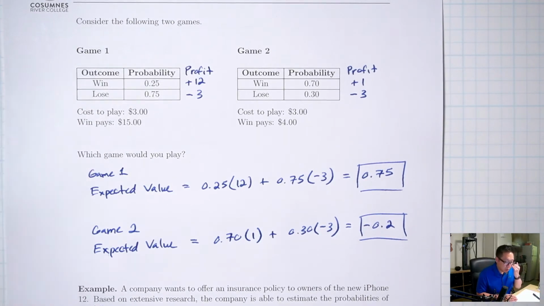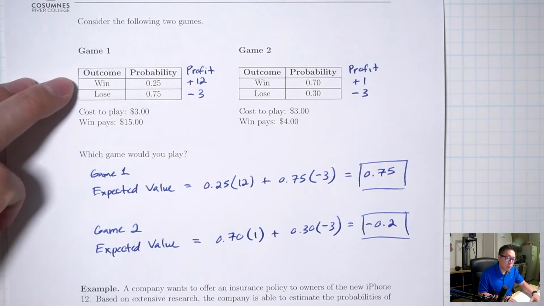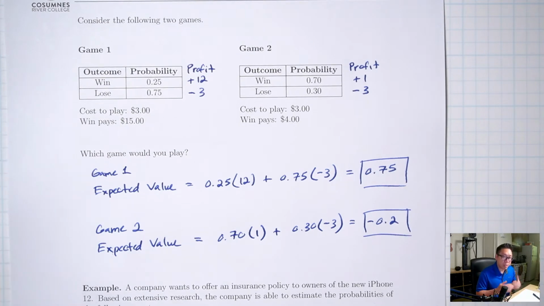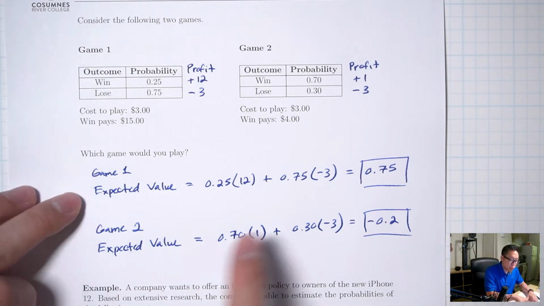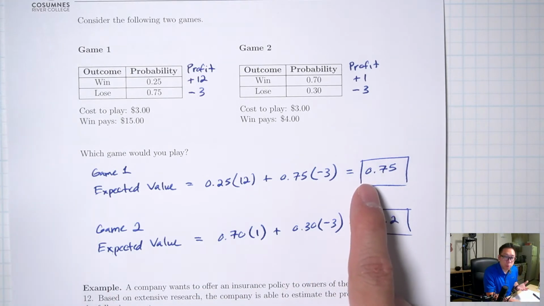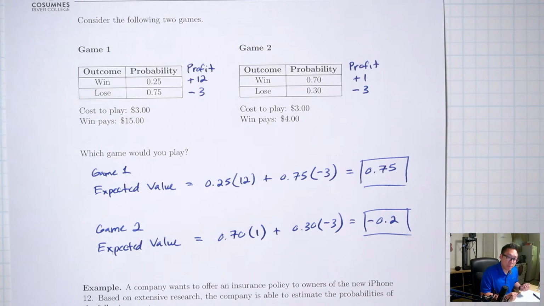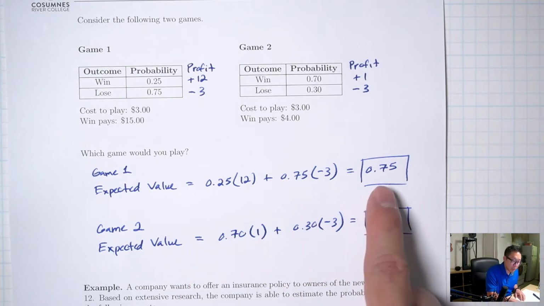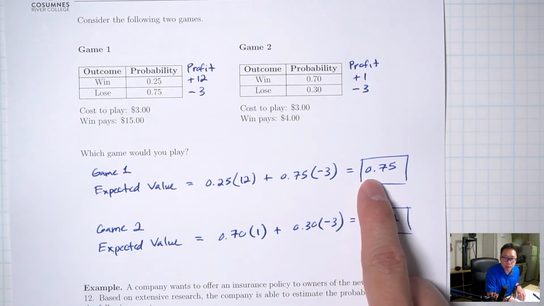So what expected value is telling you is if you play Game 1 many times, and when I say many times, I mean many, many thousands of times. Sometimes you win, sometimes you lose, but in the long run, it averages out to you winning roughly 0.75 each time you play. So each time you're playing, you're winning about 75 cents each time you play.